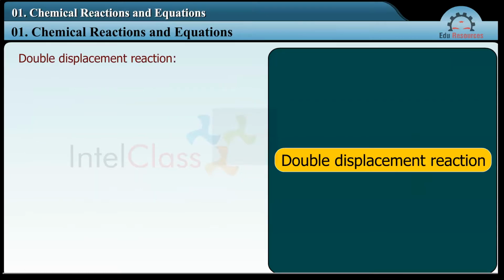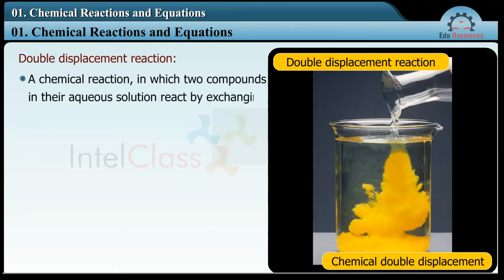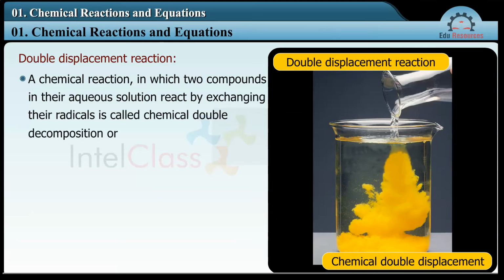Double displacement reaction. A chemical reaction in which two compounds in their aqueous solution react by exchanging their radicals is called a chemical double decomposition or chemical double displacement reaction.